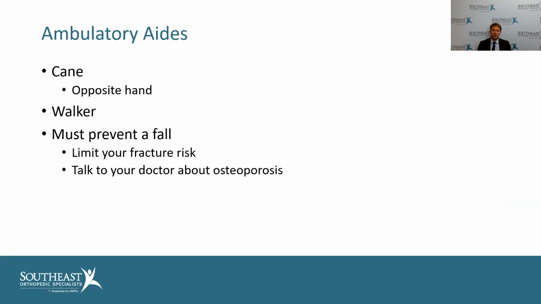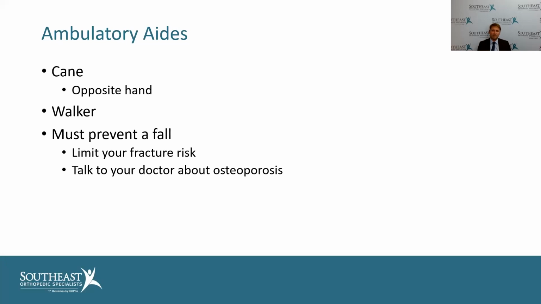Ambulatory aids are always important. For a cane, people will typically use this in the opposite hand. So if you have right knee arthritis, you will use your cane in your left hand. Walkers are also frequently used to help prevent falls. Really, the number one thing here is limiting falls. The last thing you need when you have an arthritic knee is to fall and break your hip or have another injury like a wrist injury or a back injury. Those would be the three most common.